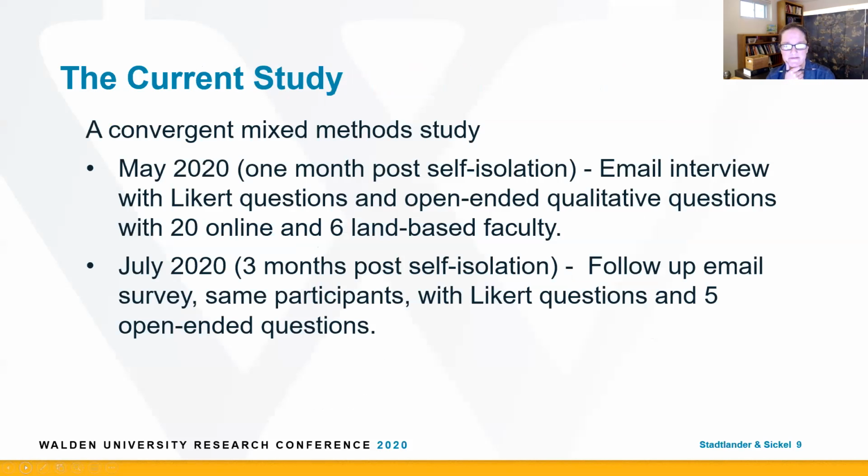Next slide, please. So our current study is a convergent mixed method study. It started in May 2020, which was 1 month post self-isolation. We sent out email interviews with Likert questions and open-ended qualitative questions with 20 online and 6 land-based faculty. And then in July 2020, 3 months post self-isolation, we did a follow-up email survey with the same participants. We used the Likert questions and 5 open-ended questions. And we will go into a little more detail on that in a minute.